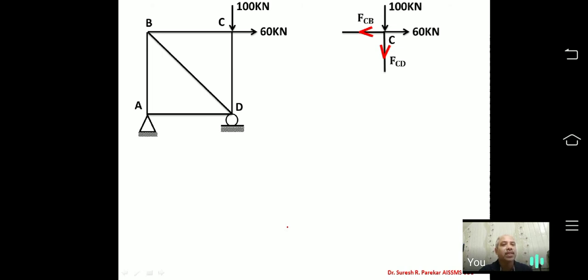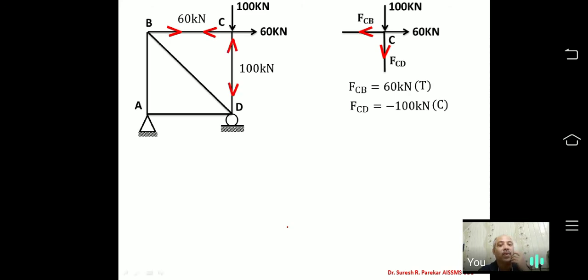So now by using ΣFx = 0 and ΣFy = 0, FCB we will get 60 kilonewton tensile, and FCD we are going to get minus 100 kilonewton, because 100 kilonewton external load is acting downward. So we are going to get it as upward, and therefore we have to consider it as minus sign. Now we will show these forces in the main diagram, that you can see. We are going to get 60 kilonewton tensile, 100 kilonewton now compressive.